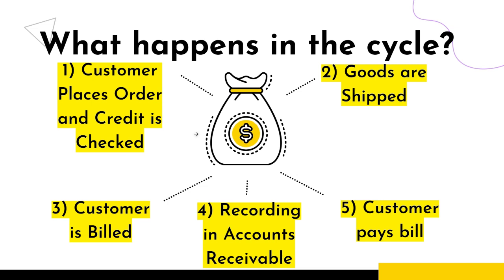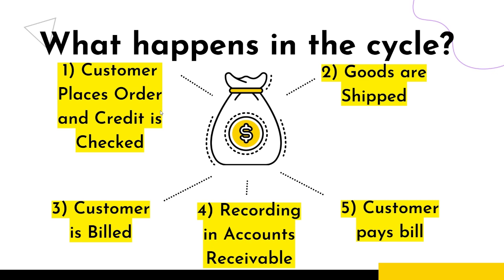So what happens in this cycle? We have really 5 key areas of what's going on in this cycle. I want to talk about each of these and also the documentation that we would expect to have at each of these parts of the cycle. So in the very beginning, the customer is going to place an order, and also we would like to see that customer's credit checked to make sure that we are selling goods to good credit quality customers.